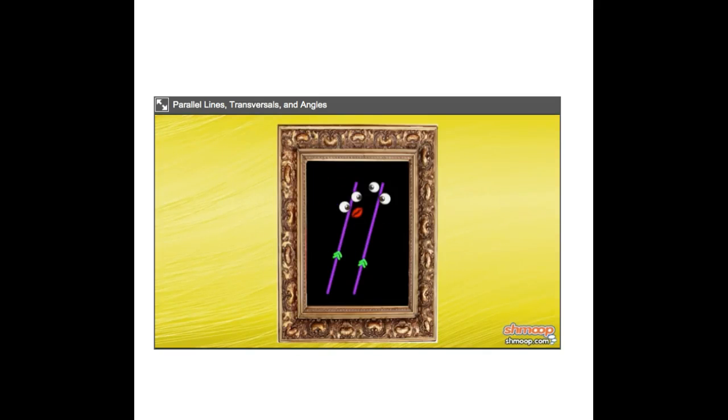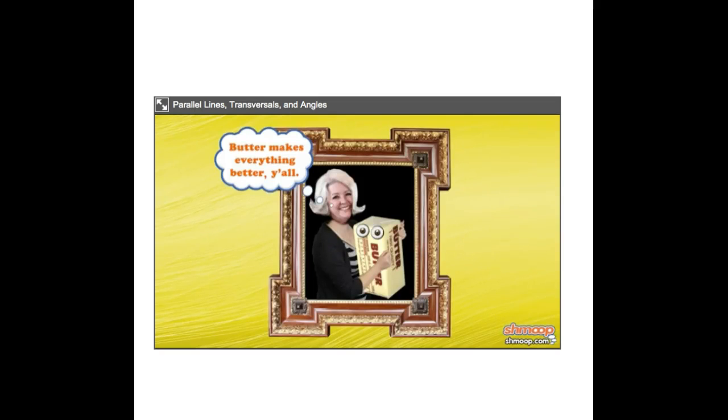So don't forget to include parallel lines when listing the world's great love stories. And as a bonus tip, don't ever try to get between Paula Deen and her butter.